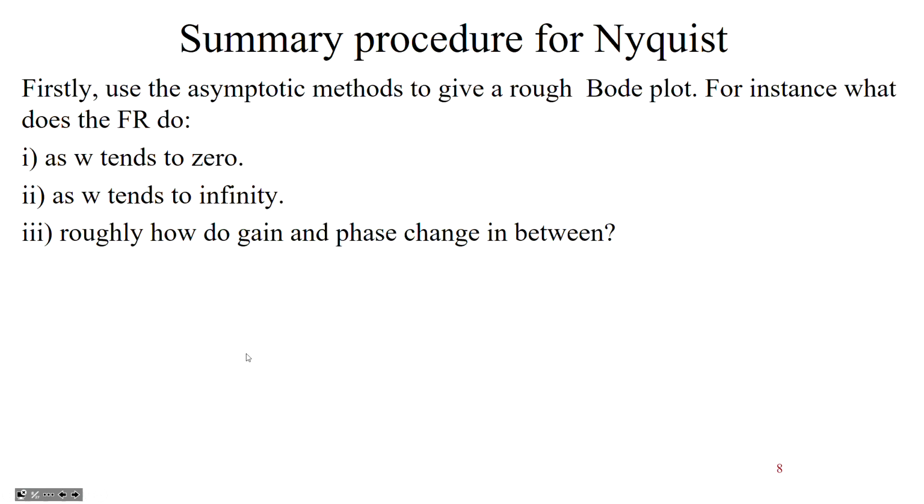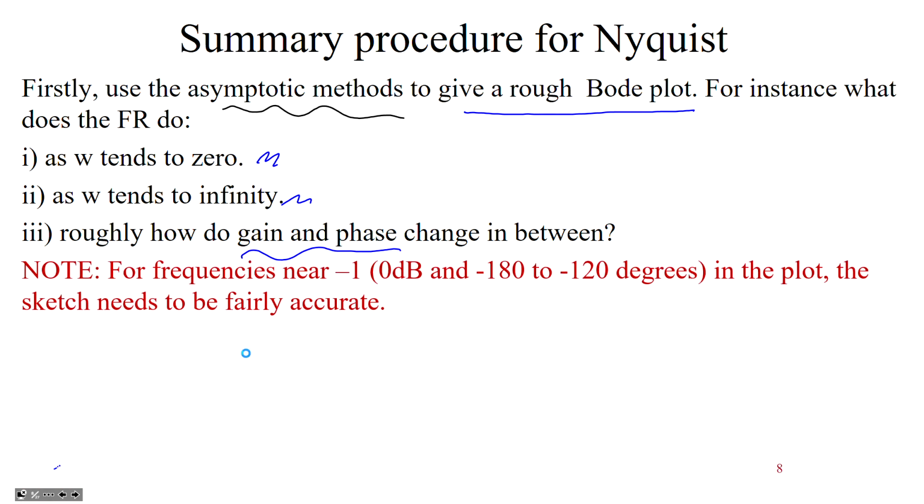So a summary procedure, okay? Use asymptotic methods to give a rough Bode plot, a very rough one. Do it very, very quickly. And what you're interested in is what happens as omega goes to 0, what happens as omega goes to infinity, and roughly look at the trends. Is the gain increasing or decreasing? Is the phase increasing or decreasing in between?